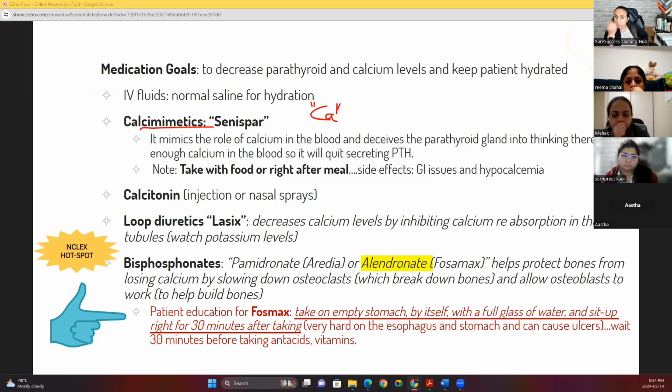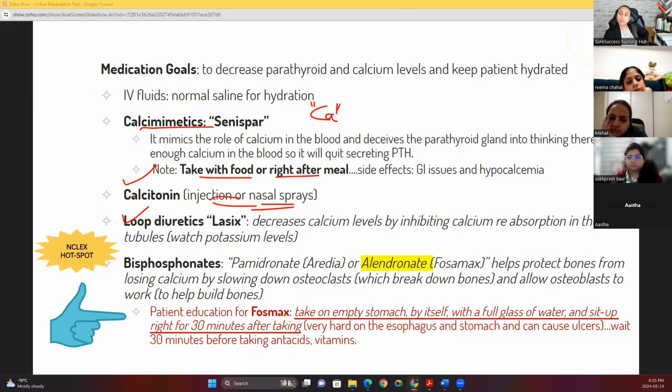Because I give the mimetic of calcium, my brain will think that Alveen is having too much calcium, let me stop it for a bit. So make sure you are giving this with food, right after the meal. Calcitonin is an injection and nasal spray.